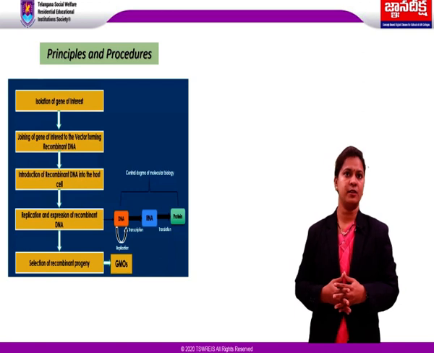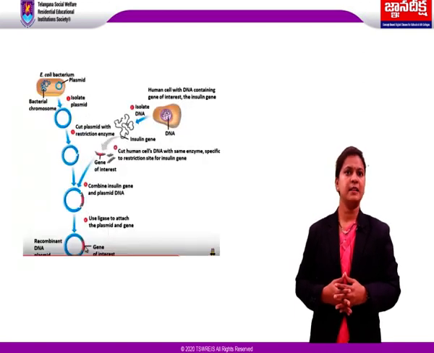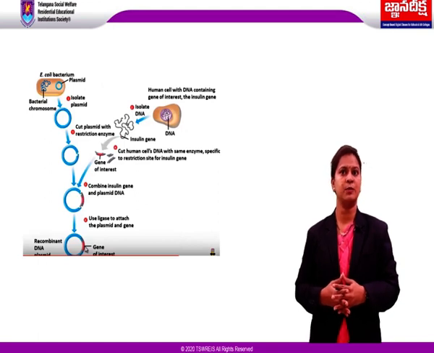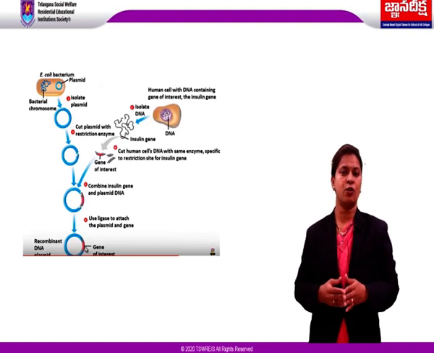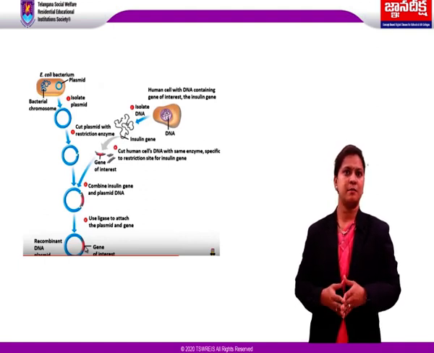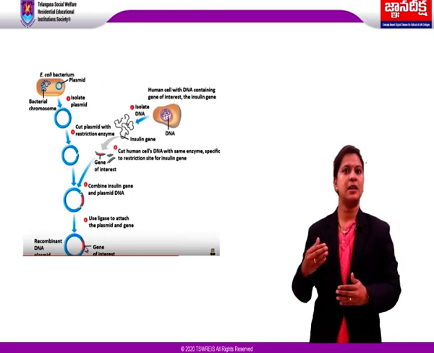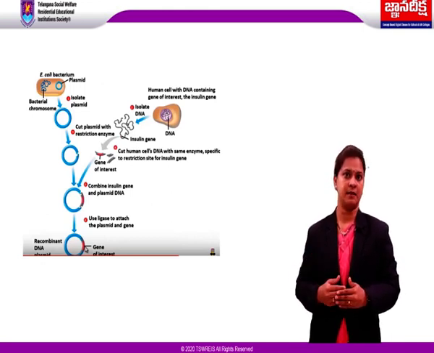Coming to the procedure, let us look in detail. We can see here on the screen we have E. coli bacteria and human cells with DNA containing the gene of interest, that is the insulin gene, on either side. The first step is to isolate plasmid from the E. coli and isolate DNA from the human cell. Now try to identify the gene which is coding for insulin.